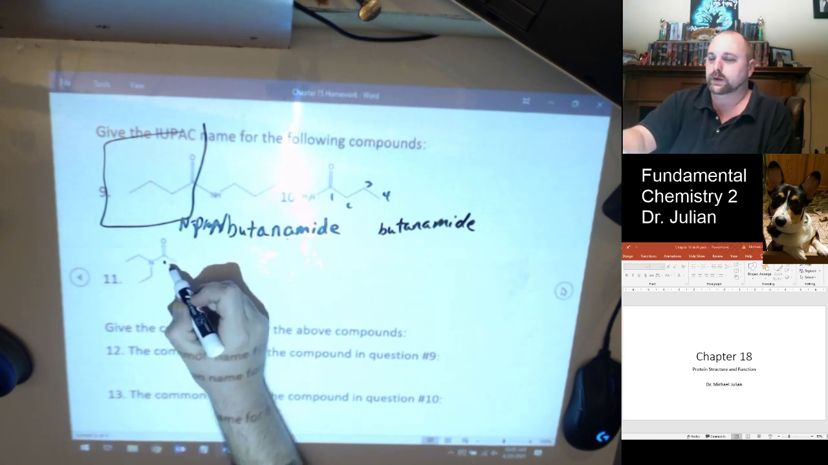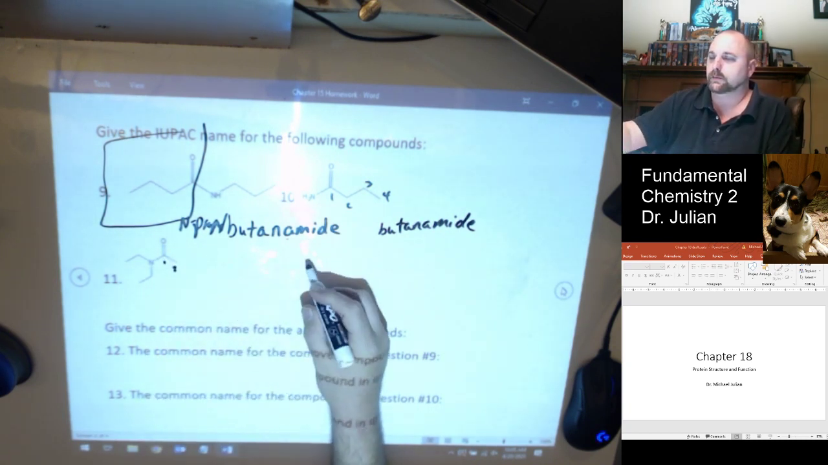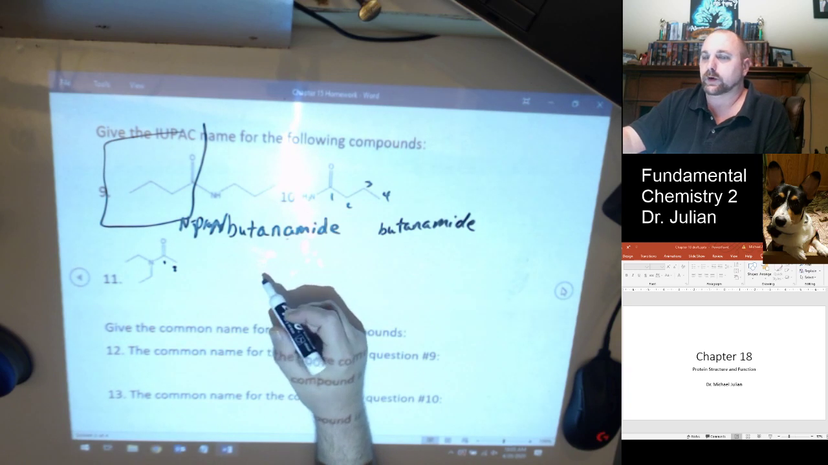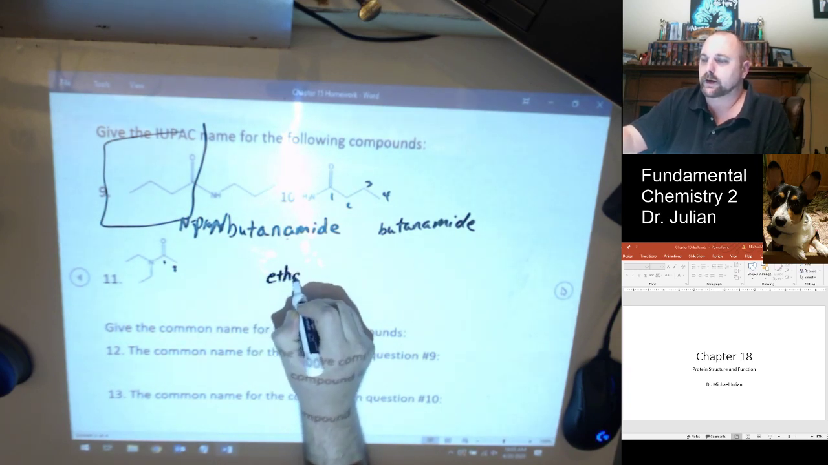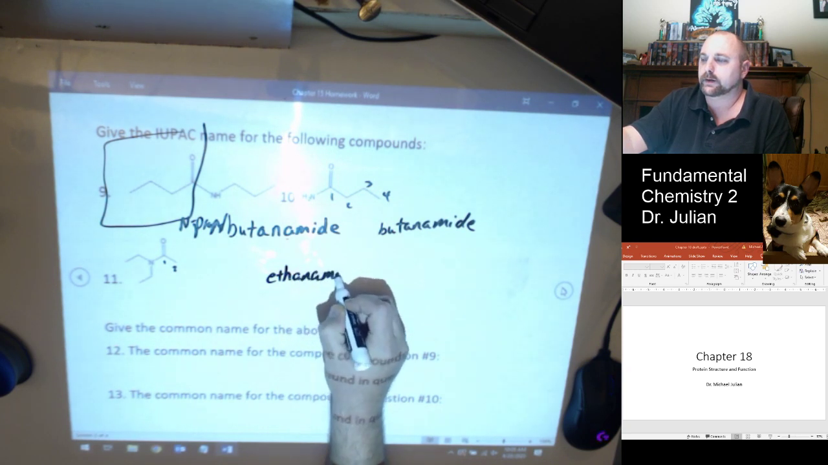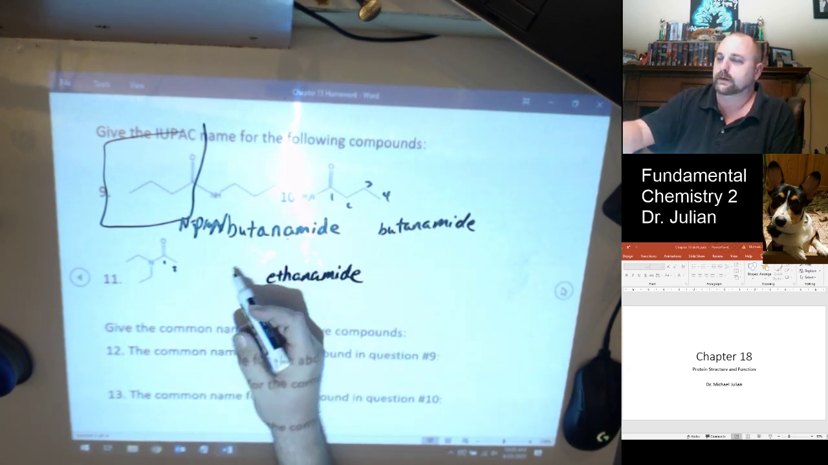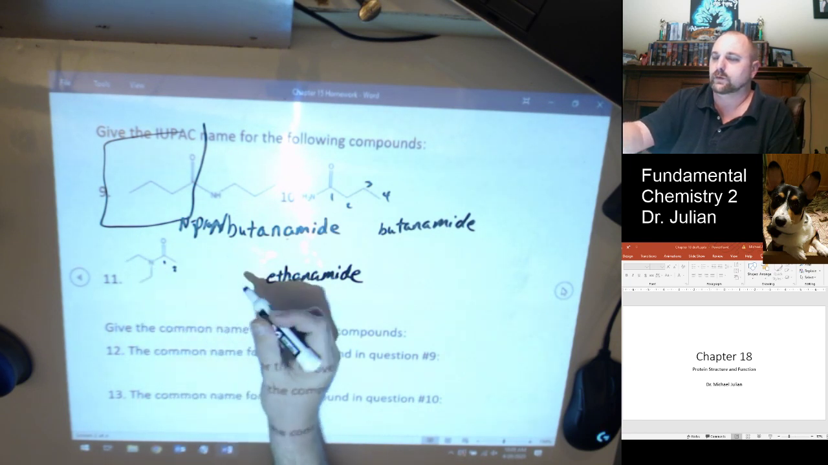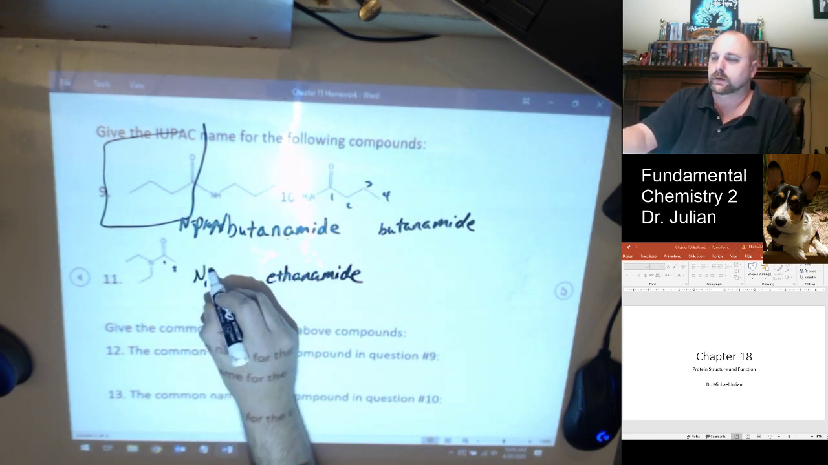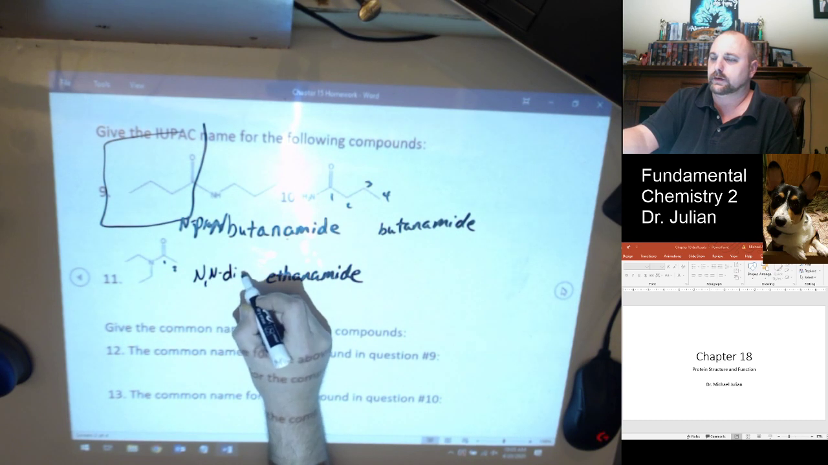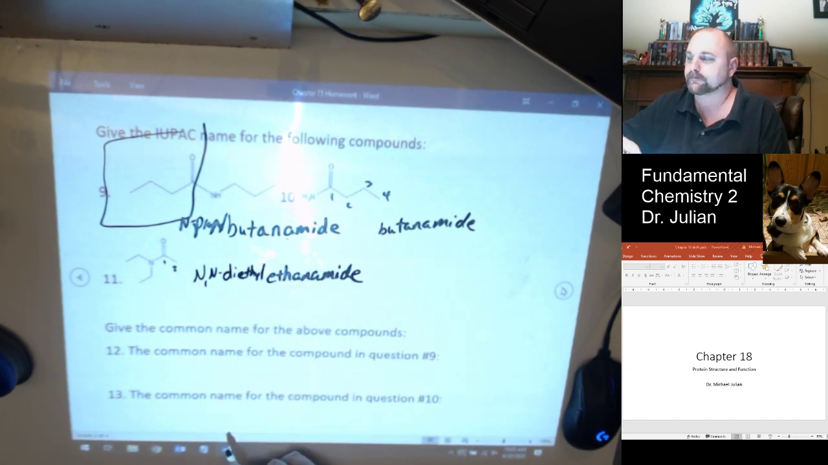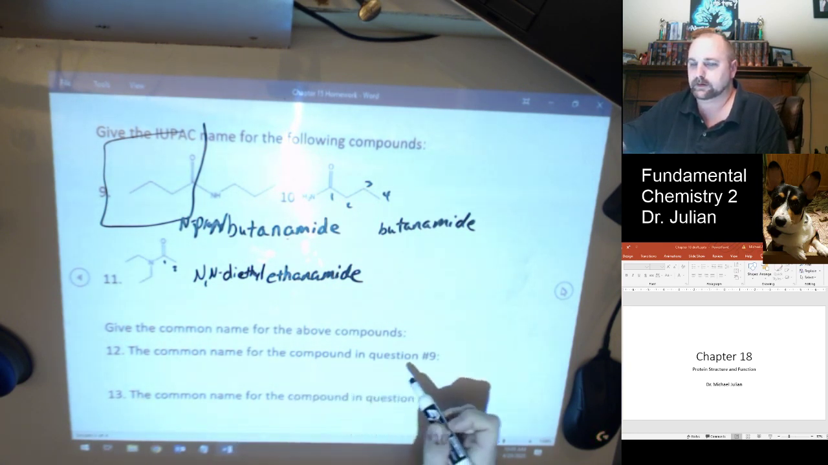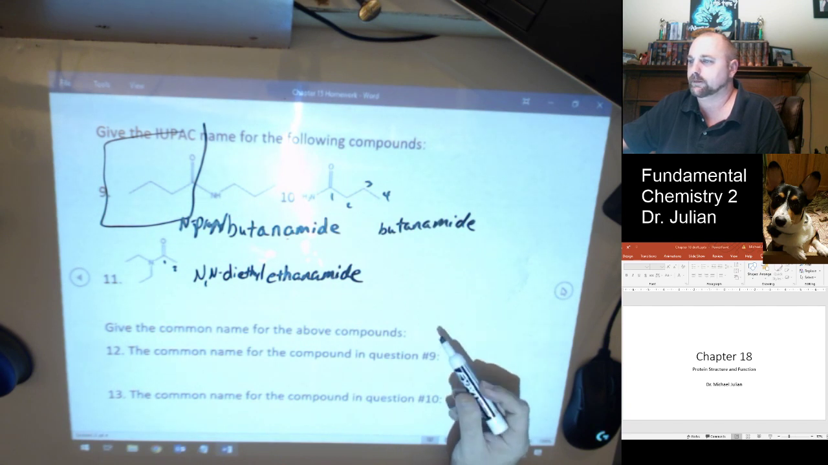And this one, 1, 2 is my parent. So IUPAC, that'd be ethanoic acid, so that's ethanamide. And I've got 2, so I'm going to put N,N-diethyl ethanamide. So this one asks me to go ahead and do the common names.